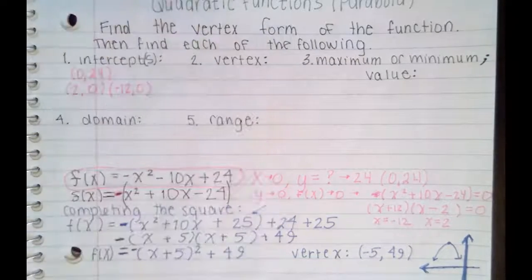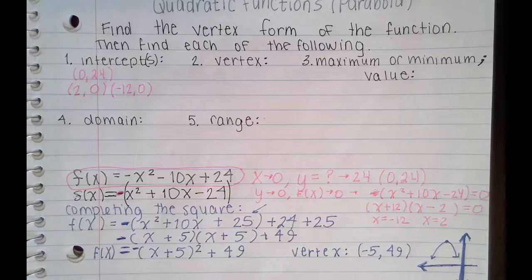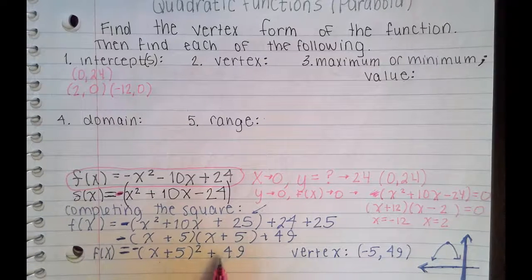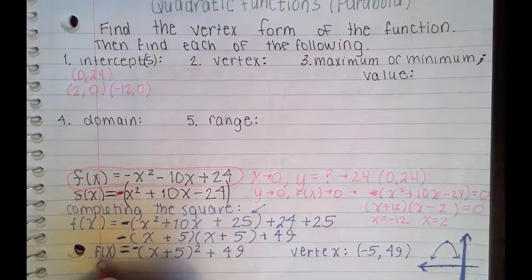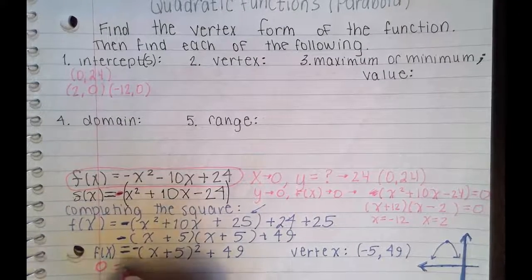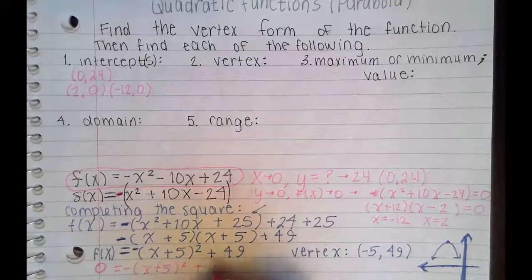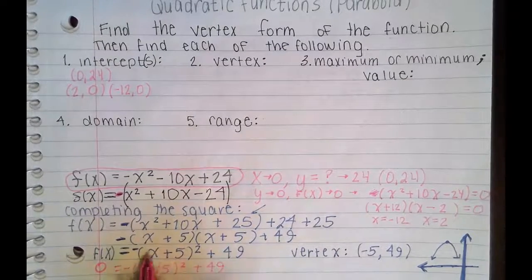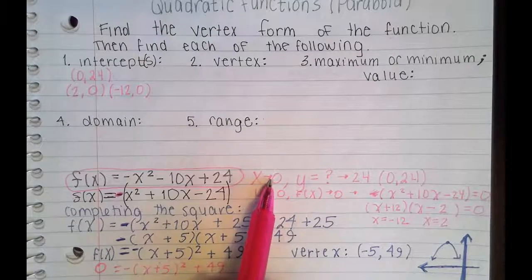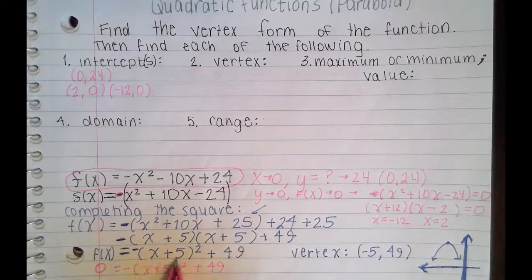Now, is there another way I could have found those intercepts? Yes. If you have it in vertex form already, fill the 0 in for f of x when you're in this form. Negative (x plus 5) squared plus 49. Also, if I filled in 0 for x, that was getting my y-intercept. 0 plus 5 is 5, 5 squared is 25. 25 times negative 1 is negative 25, and negative 25 plus 49 is 24. I got the same answer.